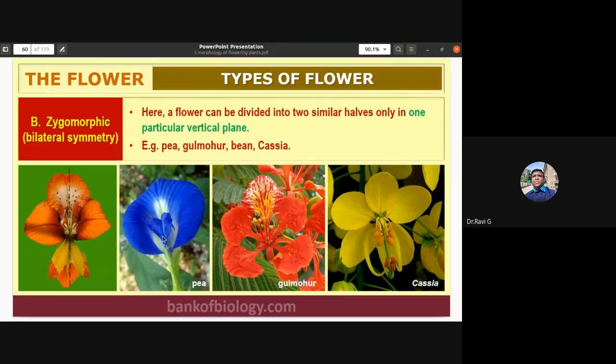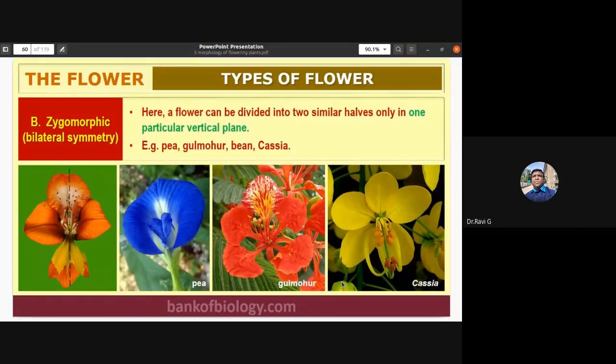So papilionaceous corolla can be dissected into two equal halves in only one plane. Even in Gulmohar flowers, Katikai Mara, I told you about, you can divide these flowers into two equal halves in only one plane. Then in cassia also you can divide the flower into two equal halves in only one particular vertical plane.